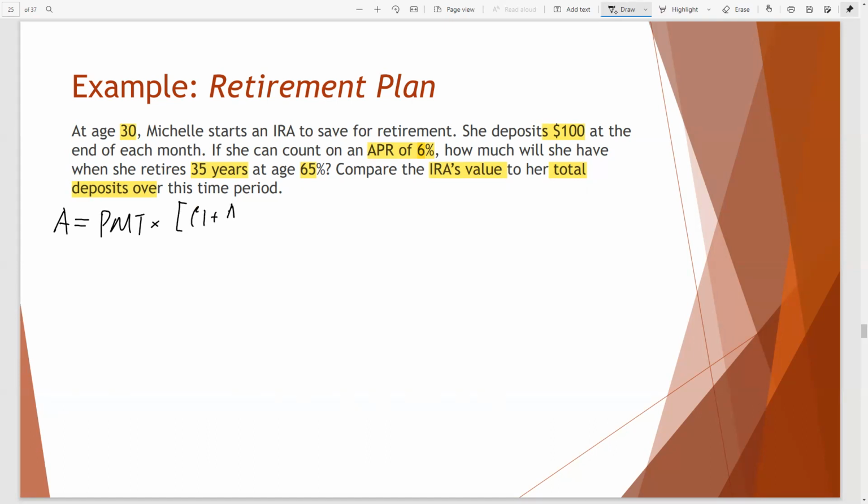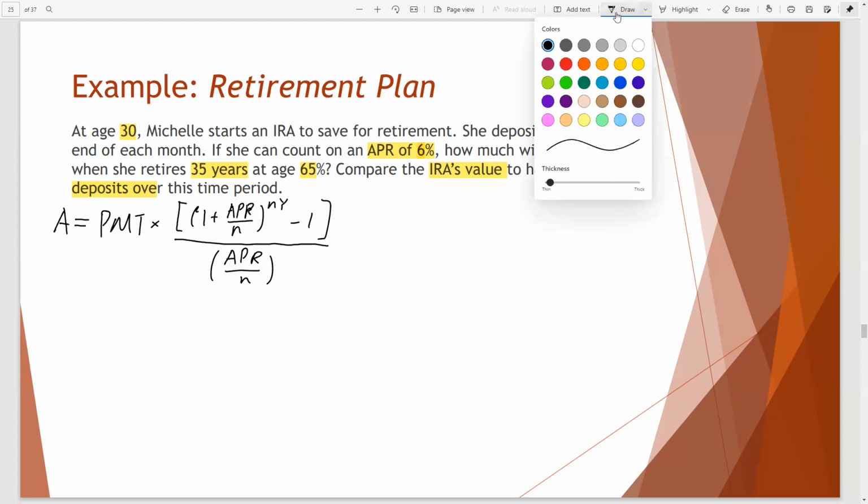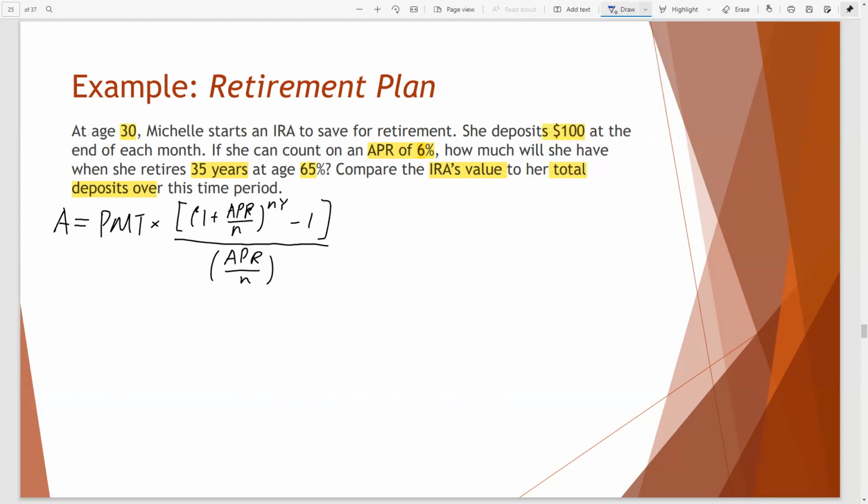1 plus the APR over n, raised to the power n times y, minus 1. It's just another subtraction at the end, more than our last chapter, last unit. And the payment is what? Payment is still the $100 monthly payment.